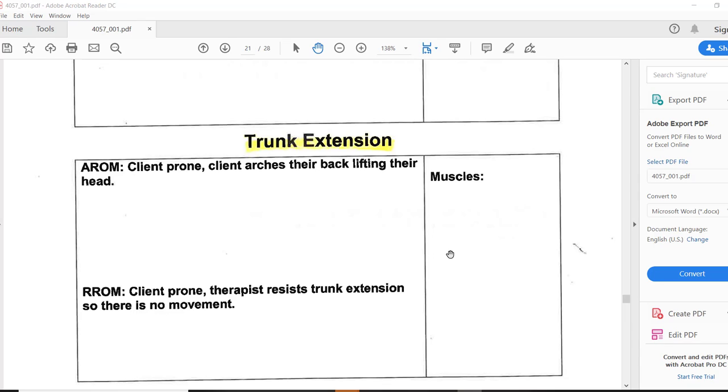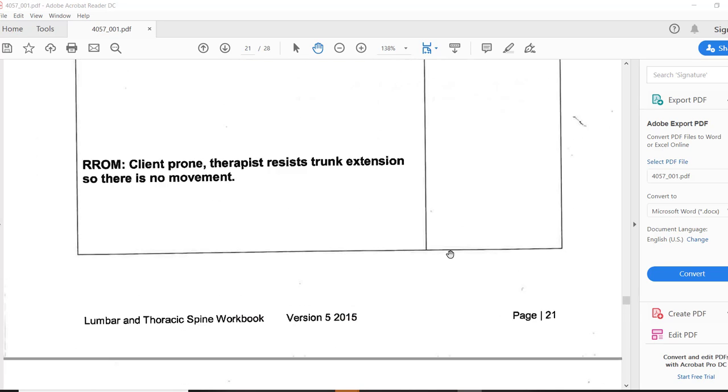Trunk extension. For the active range of movement part of this, the client is in a prone position and the client arches their back, lifting their head. For resistive range of movement, the client is in a prone position and the therapist resists trunk extension, so there is no movement.